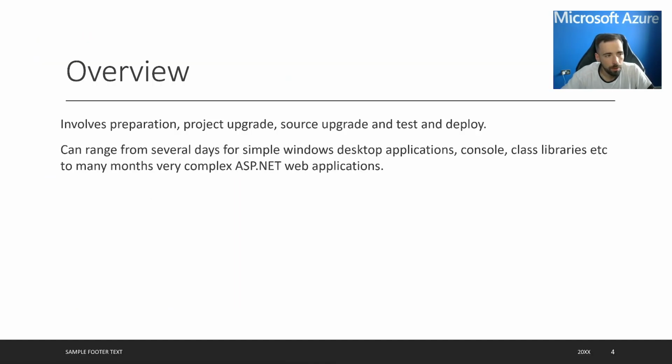And to give an overview, .NET Framework modernisation involves preparation, upgrading the project, upgrading the source code, and test and deployment. The amount of time that it takes to modernise your .NET Framework application can vary widely depending on the type of project and its complexity. So it can take several days for simple Windows desktop applications, console applications, or class libraries, or potentially many months if you've got a very complex ASP.NET web application.